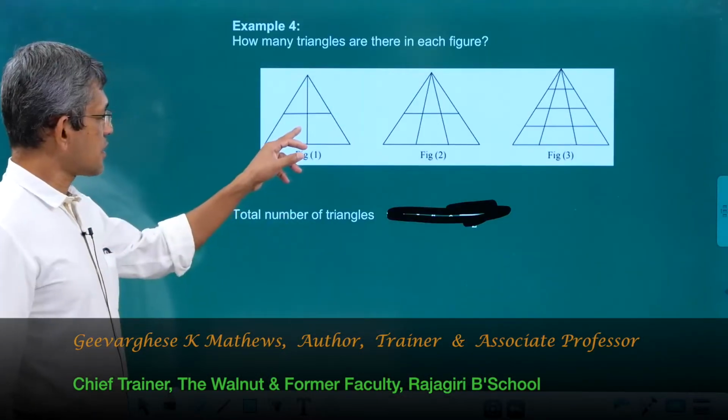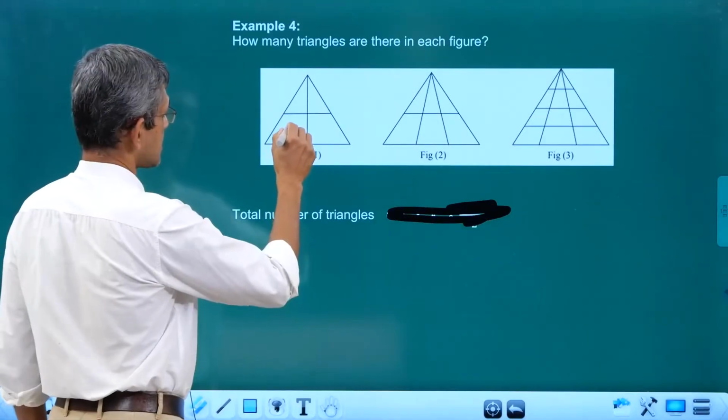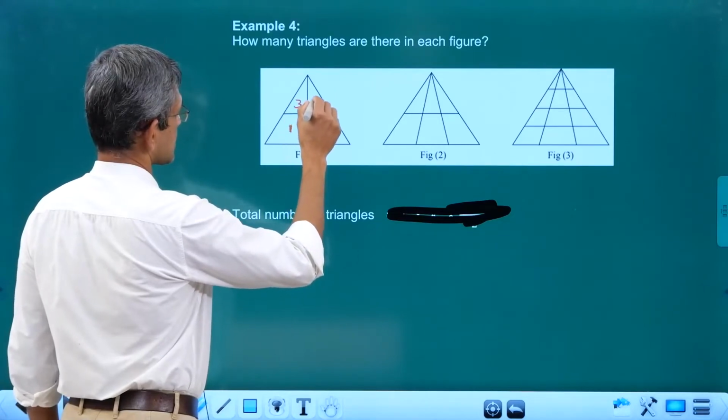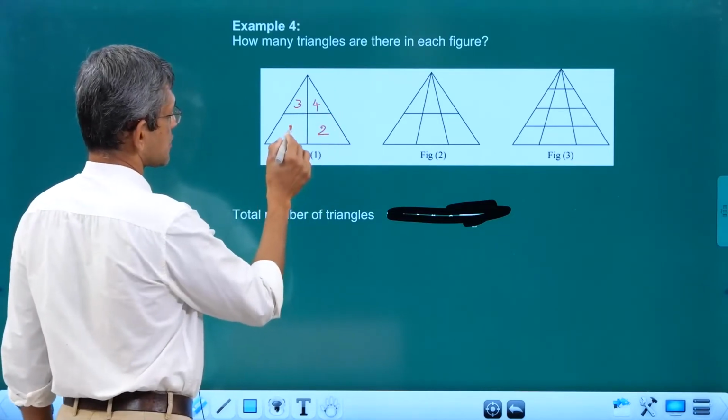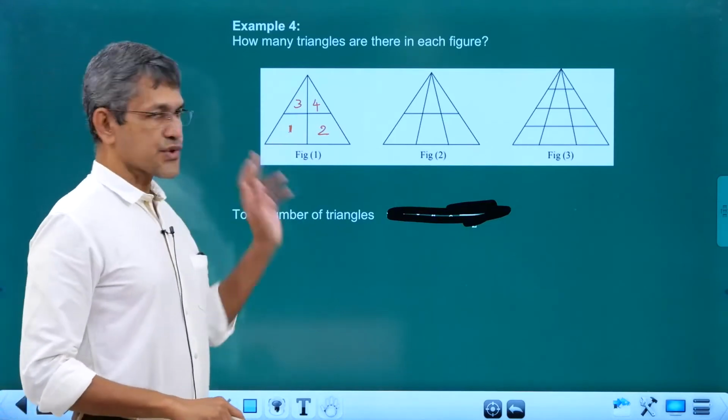Here we have figure number 1. The question is how many triangles are there? Okay, this is piece number 1 and this is 2. Take this as 3 and this one is 4. So piece number 1 and piece number 2, those are two pieces. It is not really triangles.